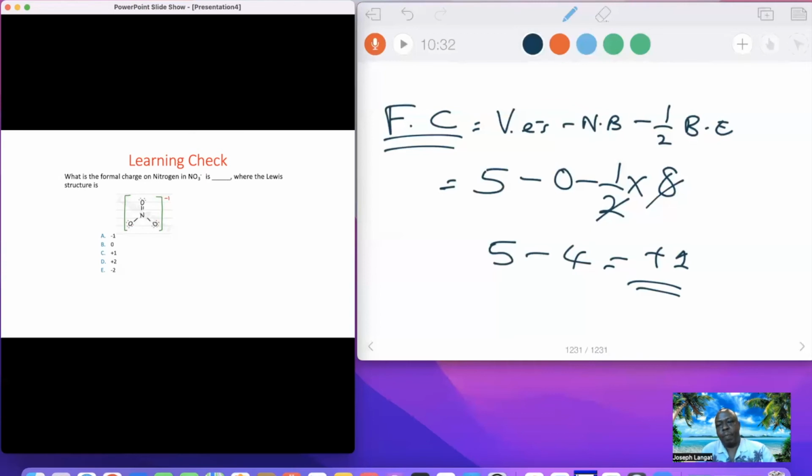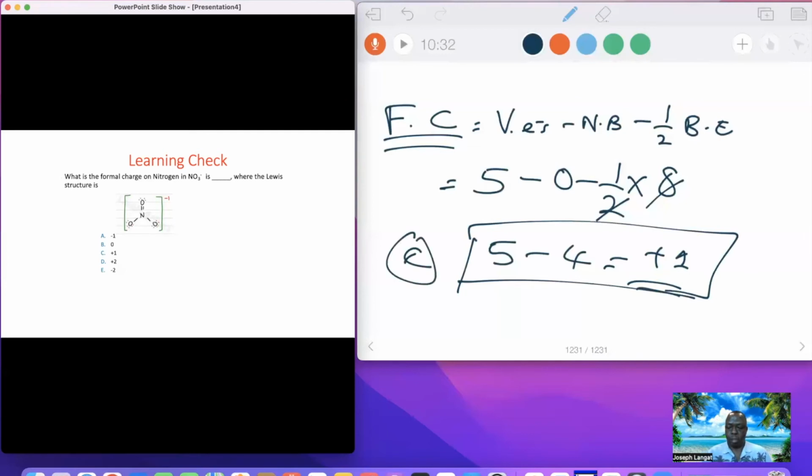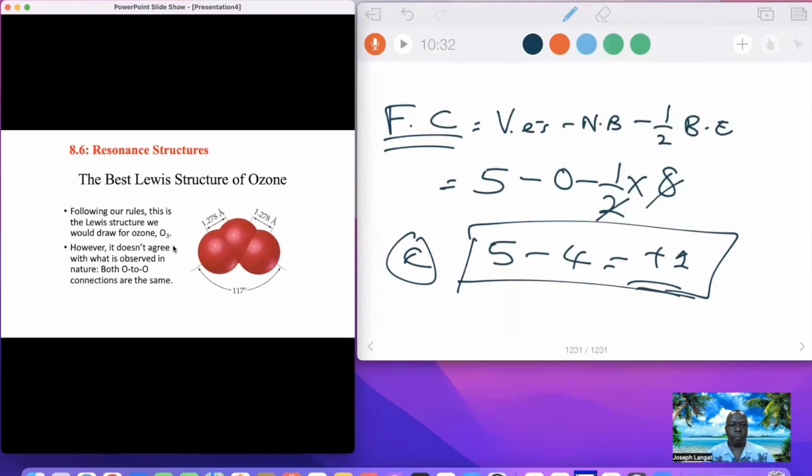If you are given the chemical formula, or even a structure like this, it will be very easy for you, because you can see the non-bonding electrons and where the bonding electrons are. But if you are just given the chemical formula, you need to draw the Lewis structure before you calculate the formal charge. The correct answer for that is C.